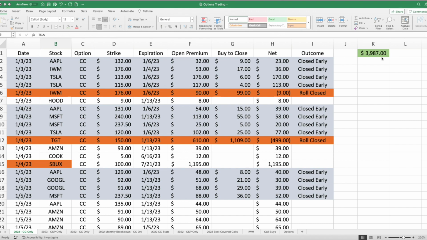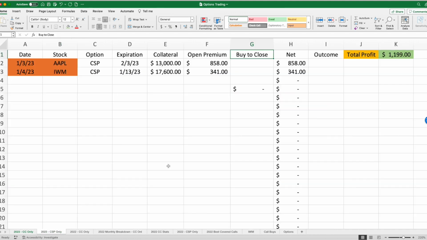And when you roll covered calls from the previous month, or in this case, the previous year, looks can be deceiving. So let's go ahead and take a look here at Starbucks. If you just looked at Starbucks, the covered call that I wrote on the 4th for a $100 strike price to expire in July of 2023, you would see here that I received $1,195 in premium. That's a great number.